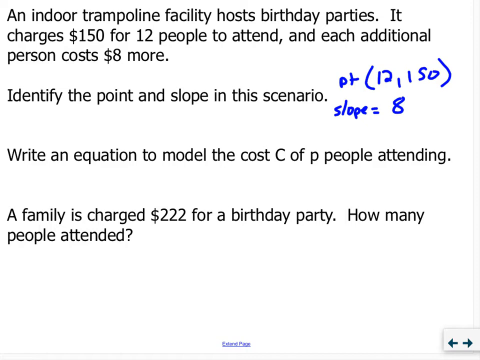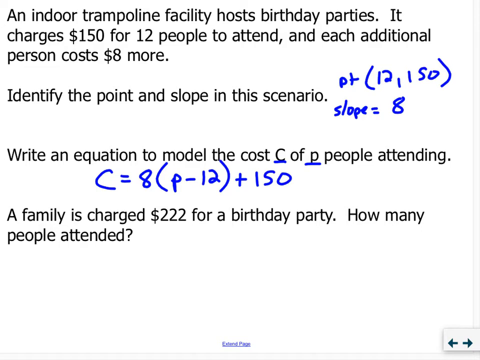So now let's write the equation. We want the cost C of having P people. So that means my variable is going to be C equals. It's not going to be Y equals, it's going to be C equals. I use my point-slope form. I put my slope next. In parentheses, P subtract the H value of my data point, the X value of my data point. So P subtract 12. My 150 is positive, so I put a 150 on the outside.